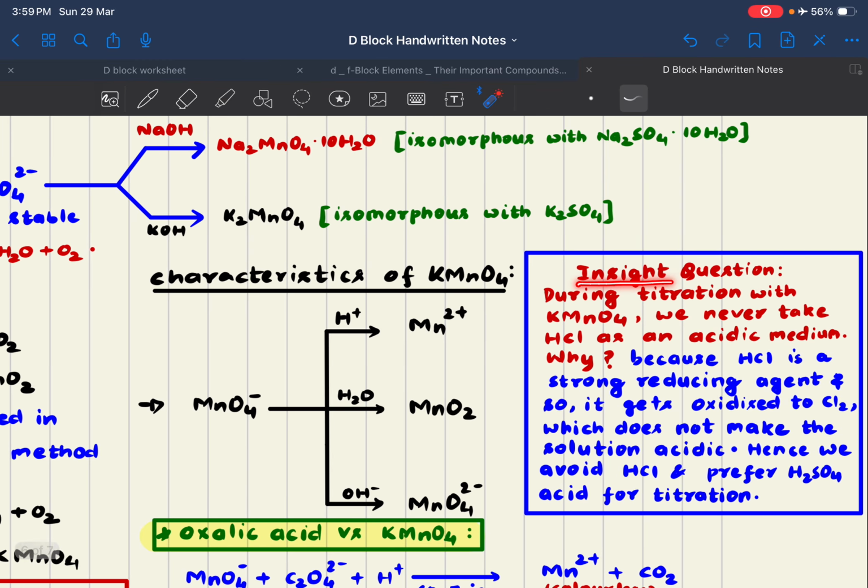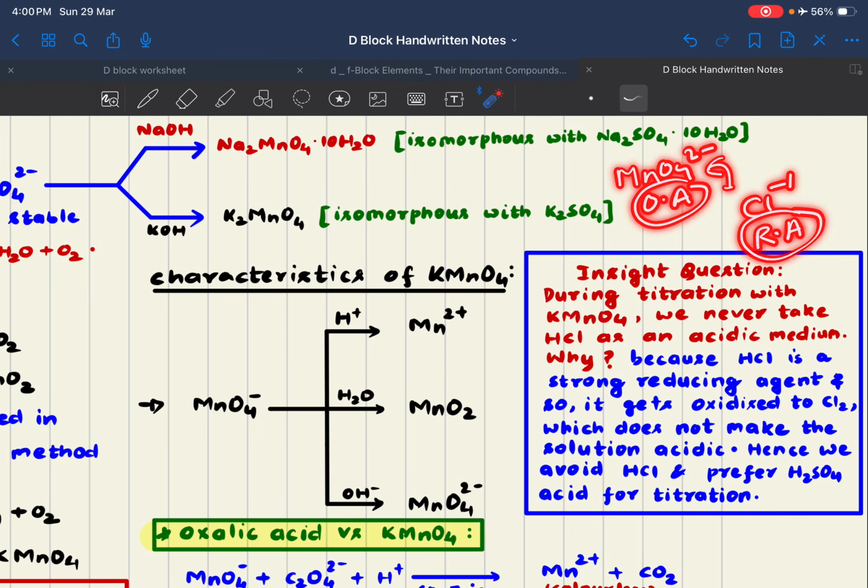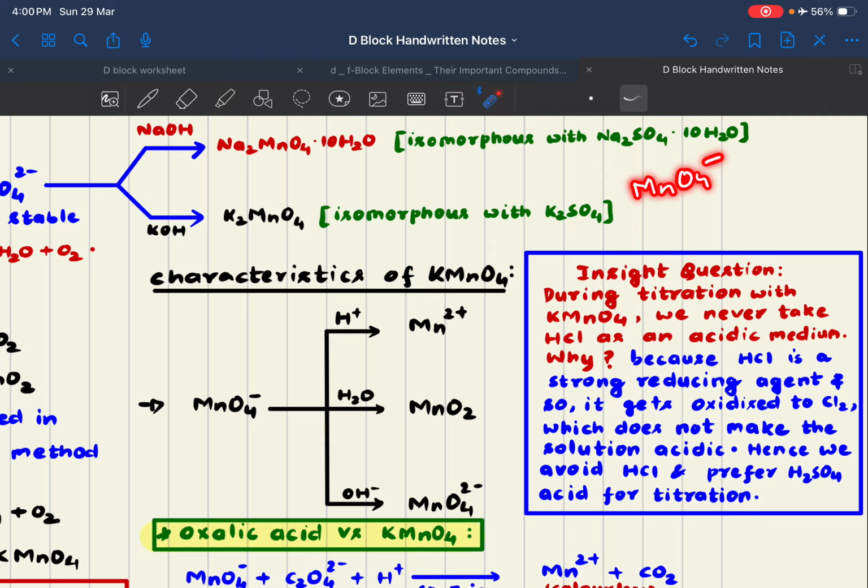Moving to the next question. During titration of KMnO4, we never take HCl as an acidic medium. Why? Because if you take HCl, Cl is at minus 1 oxidation state, and Cl minus behaves as a reducing agent, and we all know MnO4 minus behaves as an oxidizing agent. So there will be a redox reaction. My mistake, I wanted to write MnO4 minus, permanganate. So that is an oxidizing agent, and Cl minus is a reducing agent. So the redox reaction will take place, and then Cl minus will change into Cl2.